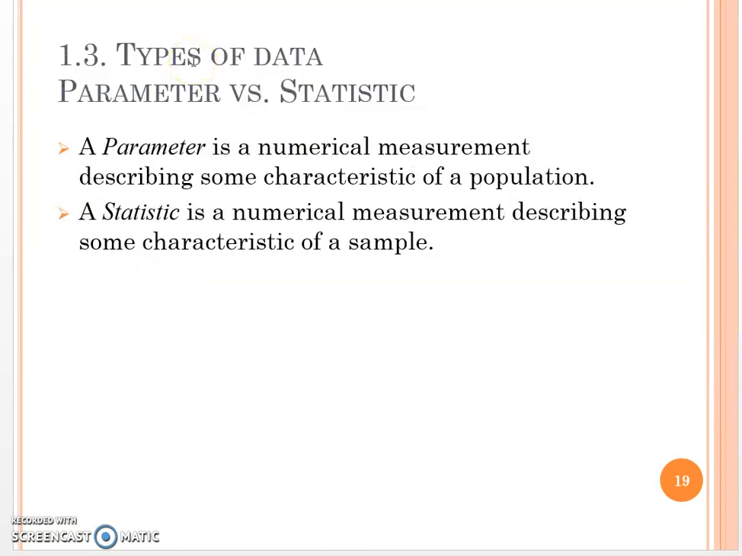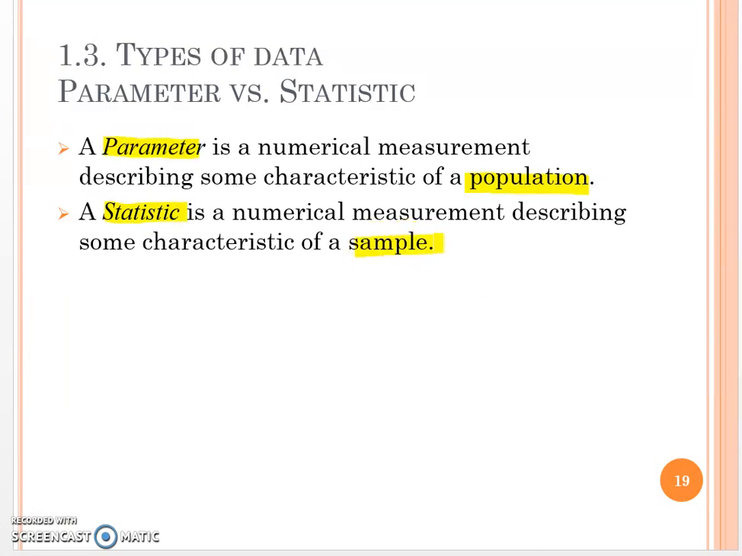So next, let's talk about types of data. We have, first of all, two terms. One is called the parameter, one is statistic. So a parameter is a numerical measurement describing the characteristic of a population, while a statistic is a numerical measurement describing characteristic of a sample.